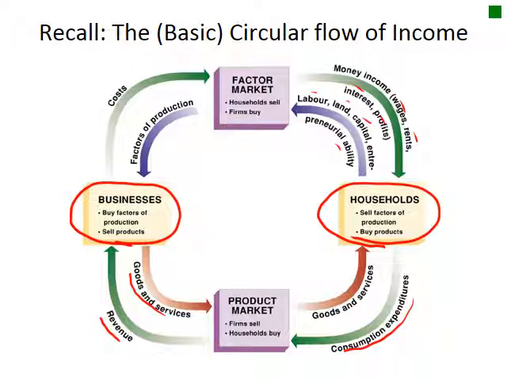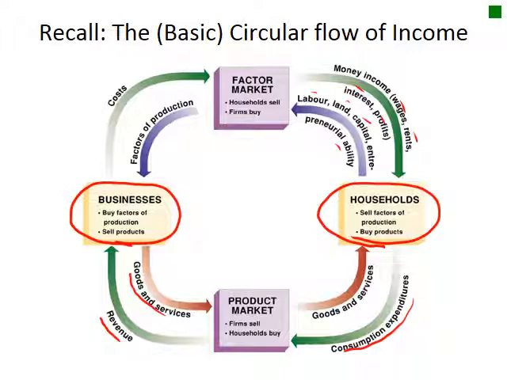So if you recall the basic circular flow of income, we had two primary parties. We had households over here, and they sell the factors of production, so the capital, entrepreneurship, land and labor, and they buy products and services. Businesses are the other main party. They of course buy the factors of production from the households, and they sell products and services to the households.